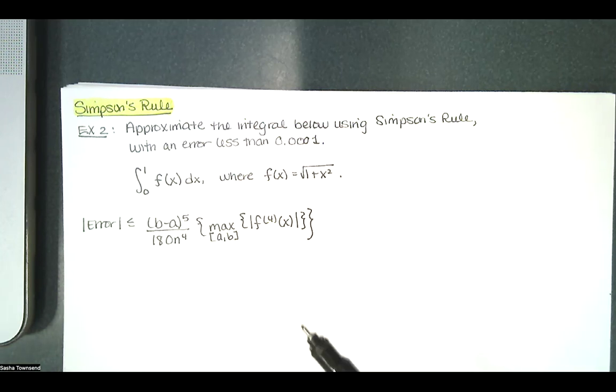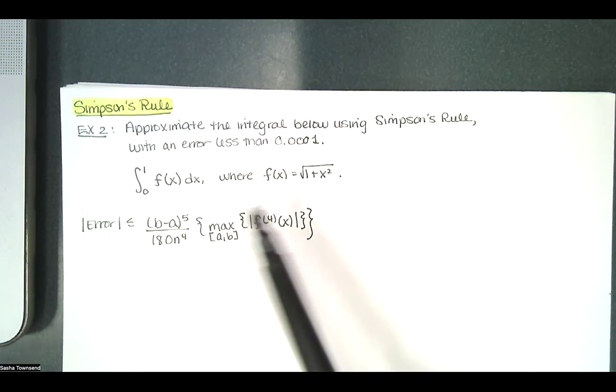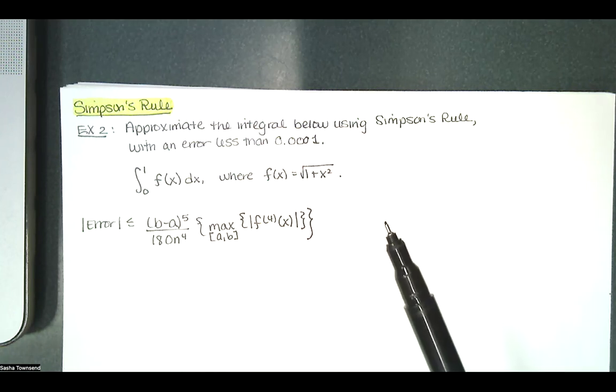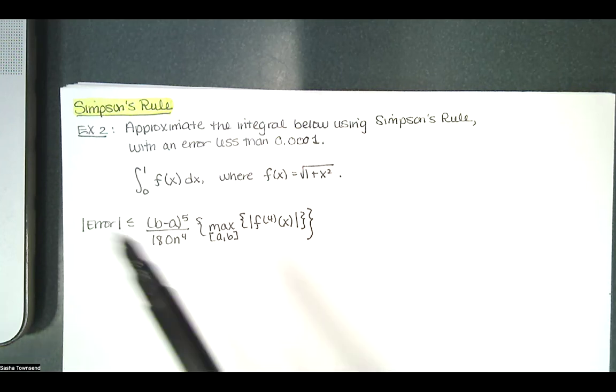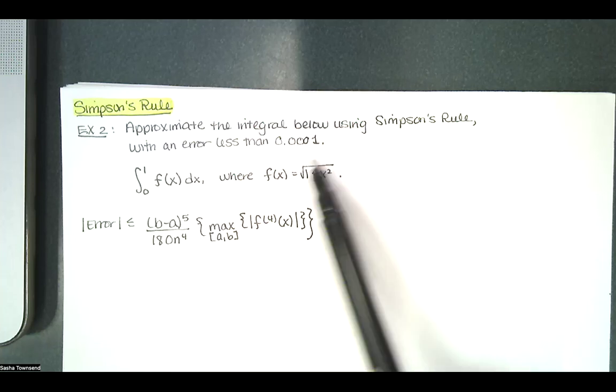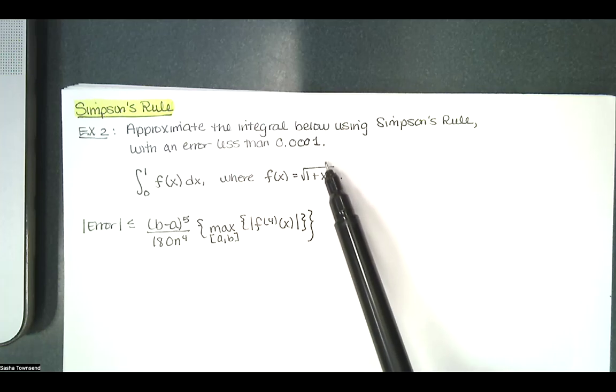We'll actually learn a technique at the beginning of Calculus 2 called trigonometric substitution that will allow us to evaluate that. But for now, we'll use Simpson's rule, in which we'll be approximating this function on a number of subintervals with a second-degree polynomial.